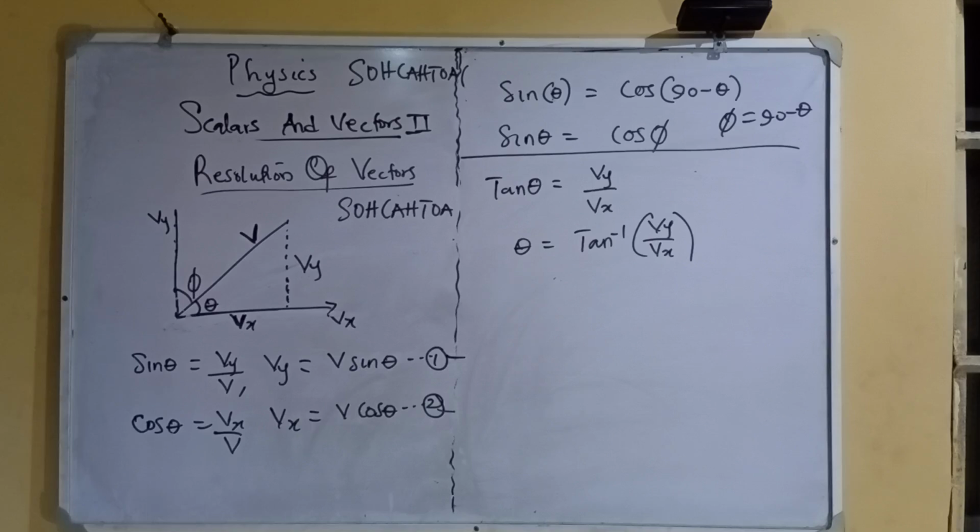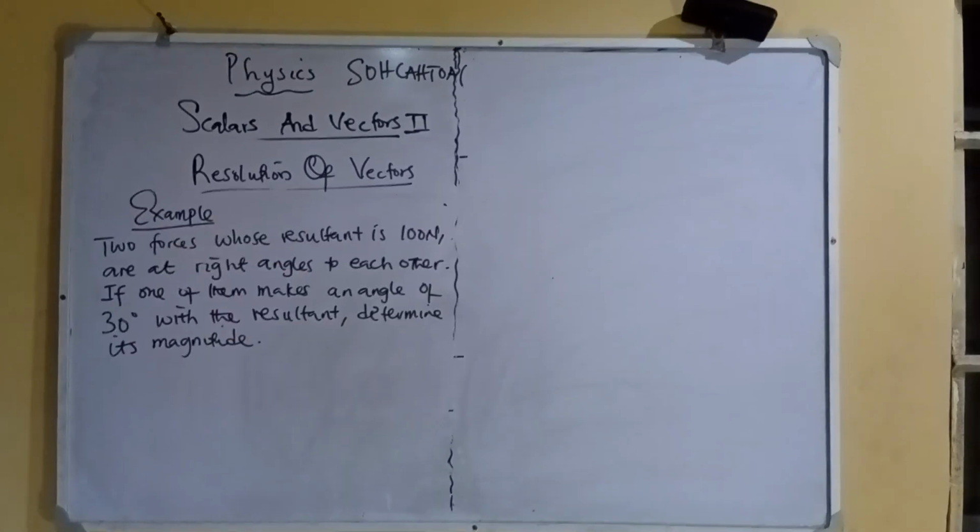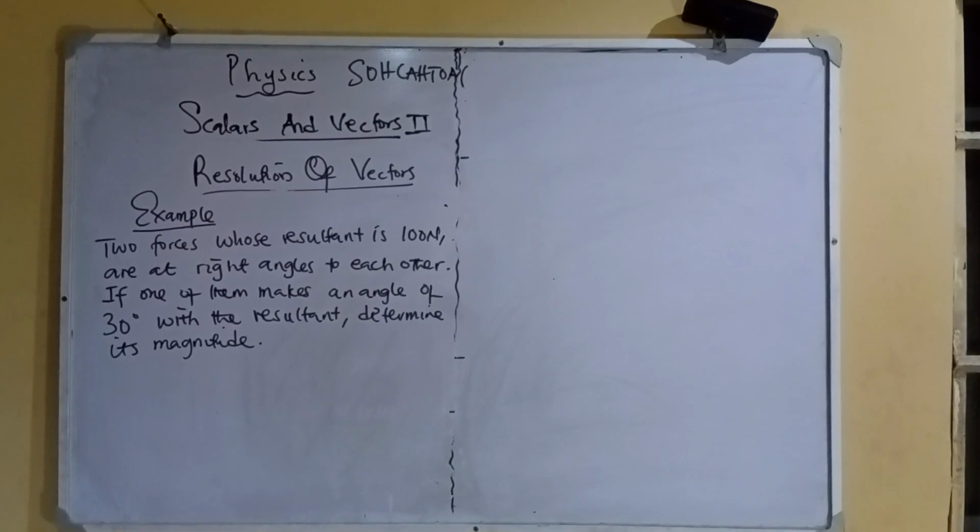So let's try a question. Let's try one applied question. Let me just write down the question. Okay, let's have this example. The example says two forces whose resultant is 100 Newton act at right angles to each other. If one of them makes an angle of 30 degrees with the resultant, determine its magnitude. I think this will need a diagram.